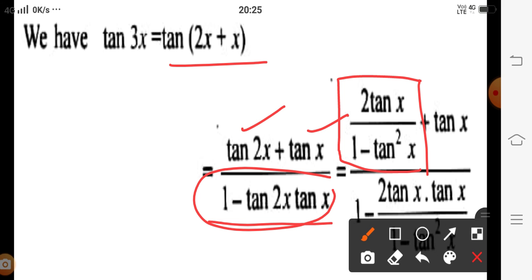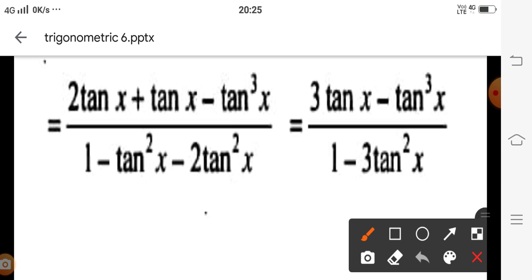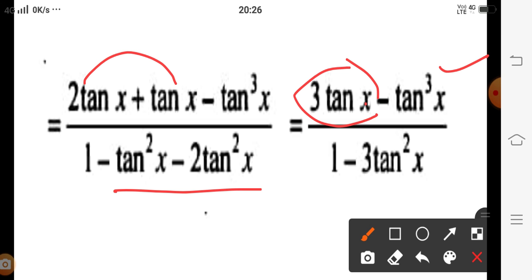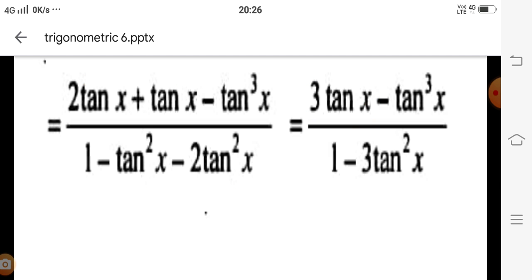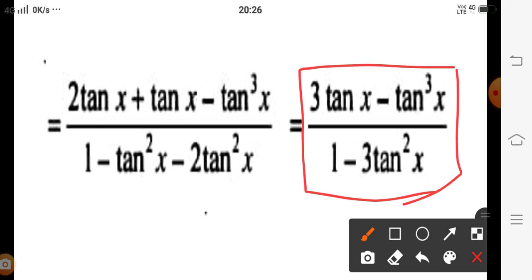In the denominator also, in place of tan 2x we are substituting the value, and on solving and simplifying we are getting 2 tan x plus tan x, this we are getting as 3 tan x, tan cube x remains as it is, and in the denominator 2 tan square x plus tan square x we are getting 3 tan square x. Then the required identity we are getting for tan 3x as (3 tan x minus tan cube x) upon (1 minus 3 tan square x). On the basis of these identities, similarly you are able to find for cot, sec, cosec, all these.